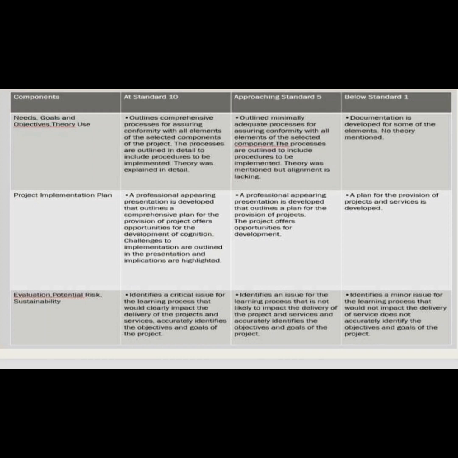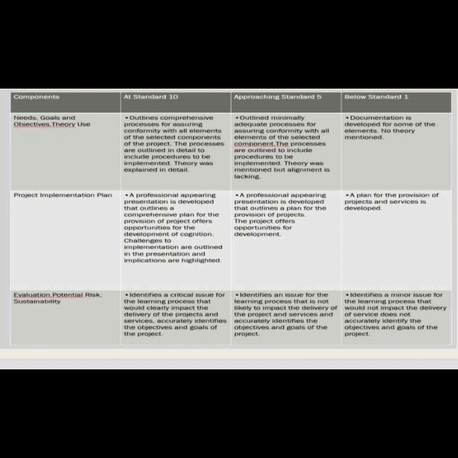Components: needs, goals, and objectives; theory use. At Standard 10, the rubric outlines a comprehensive process for assuring conformity with all elements of the selected components of the project. The processes are outlined in detail to include procedures to be implemented. Theory was explained in detail.